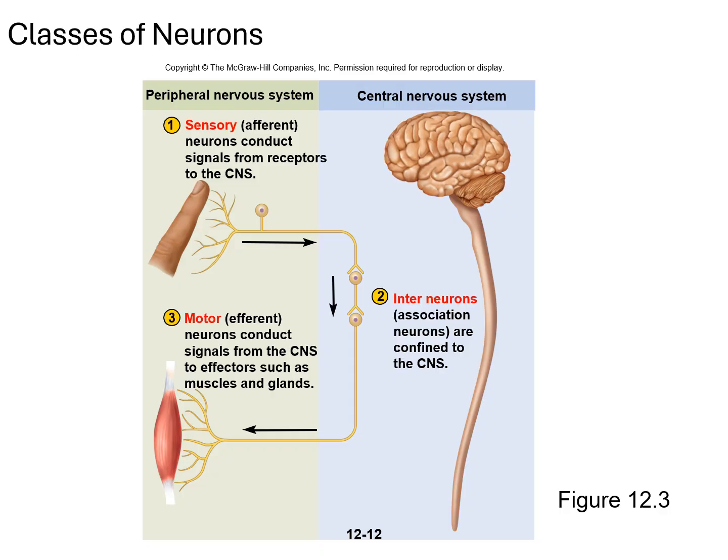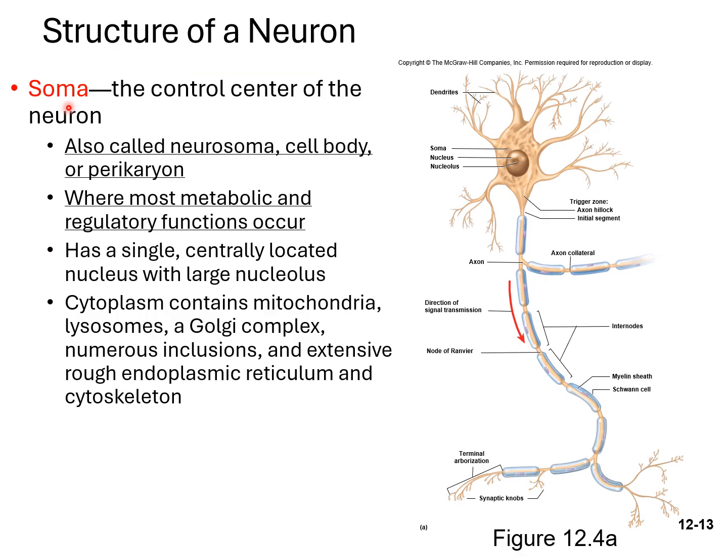Now let's look at the parts. Soma, control center of the neuron. This is the cell body. In most cells they're called cell bodies, but in the neuron, it's called the soma. Also called the neurosoma or the cell body. This is where most of the metabolic and regulatory functions occur.